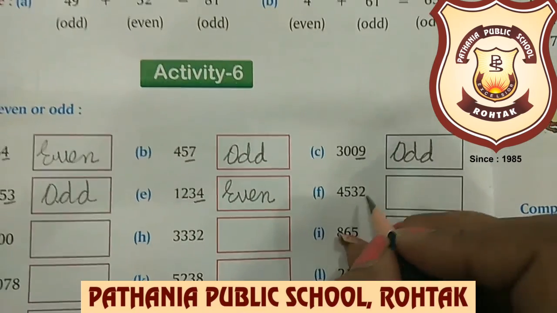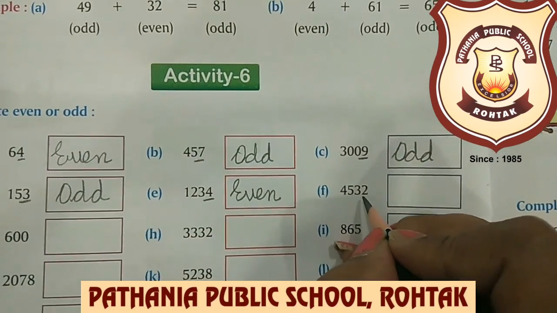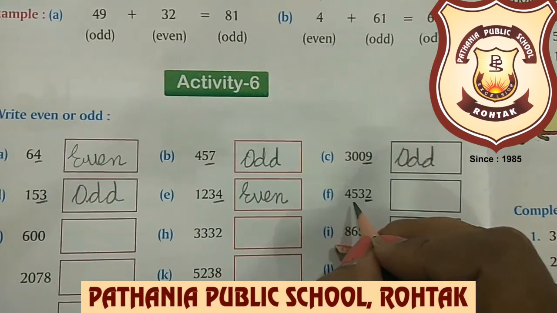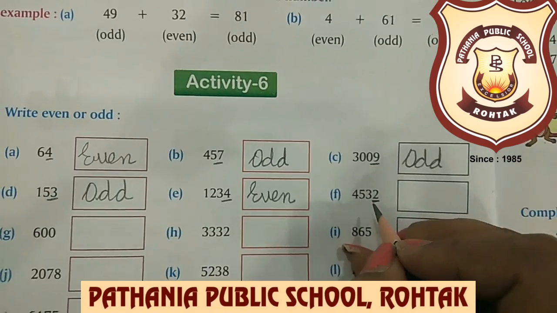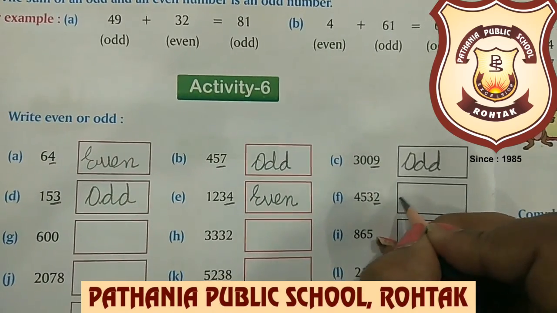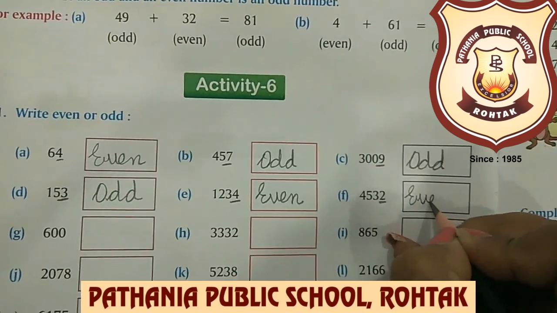Now in F part, what is the ones place digit? 2. Now check, is 2 an even digit or an odd digit? Yes, 2 is an even digit. So 4532 is an even number.